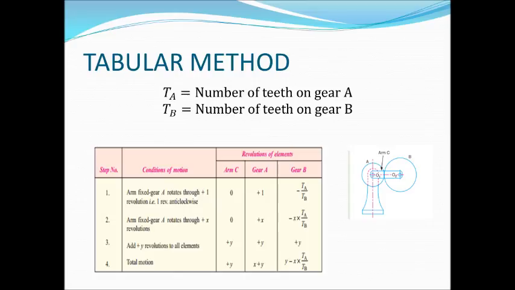Now what you do is find the total movement, adding what is on column 2 and 3. You add them together, that will give us plus y, 0 plus y, y; x plus y, you have x plus y; and minus x TA over TB plus y, you have y minus x TA over TB.